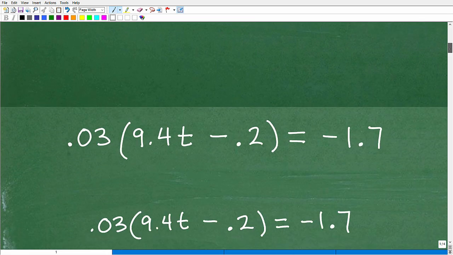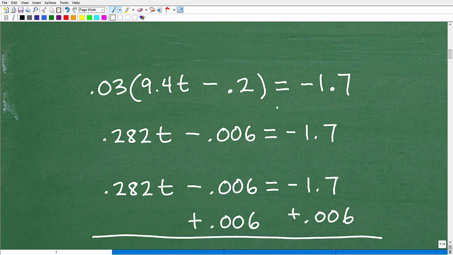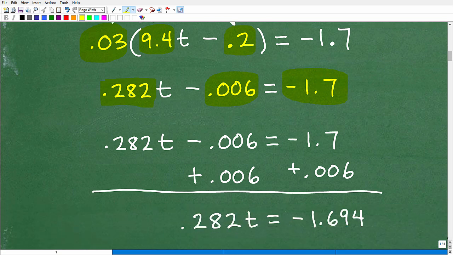Here is the problem. I pre-wrote this out so we can save ourselves a bit of time. Here is the problem again. We're going to take this 0.03 and distribute it to the 9.4t and this 0.2. We're going to want to have a calculator to do these calculations. So 0.03 times 9.4 is going to give us 0.282t. And then 0.03 times 0.2 will give us 0.006. Then we have our little negative 1.7 over there. We'll deal with that in a second.